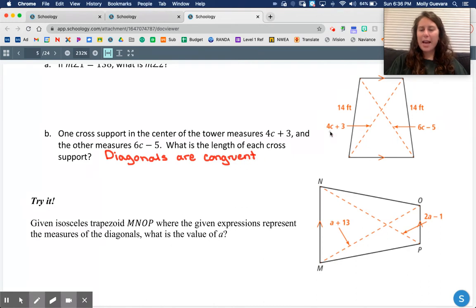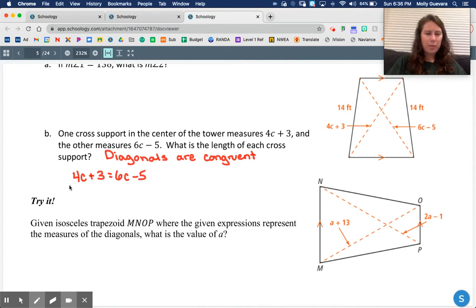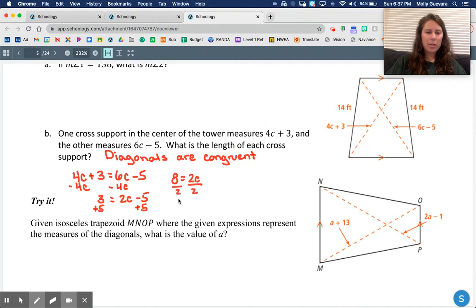So if the diagonal of one is 4c plus 3, and the diagonal of the other is 6c minus 5, they are equal to each other. So we can set them equal. 4c plus 3 equals 6c minus 5. I'm going to subtract 4c, and I get 3 is equal to 2c minus 5. Add 5, running out of room, right? 8 is equal to 2c, divide by 2, divide by 2, 4 equals c.